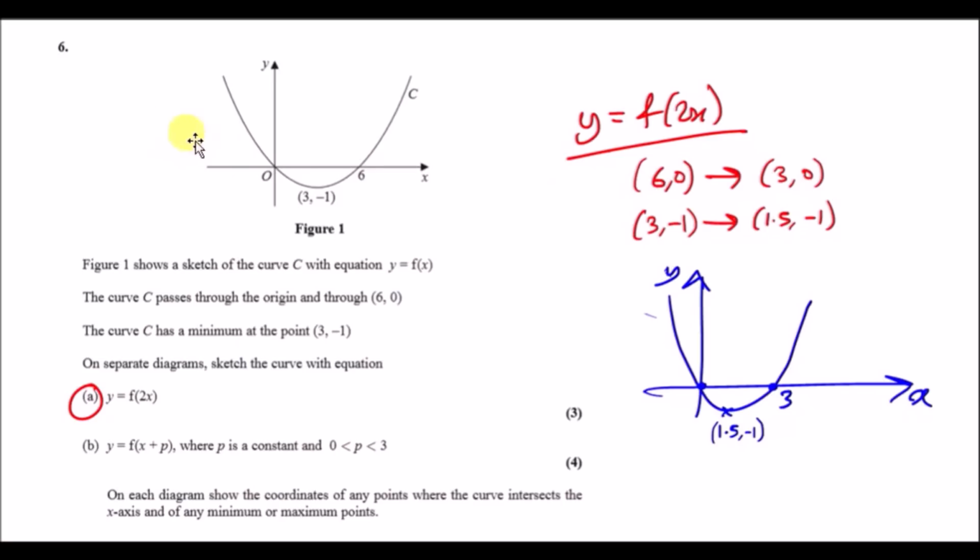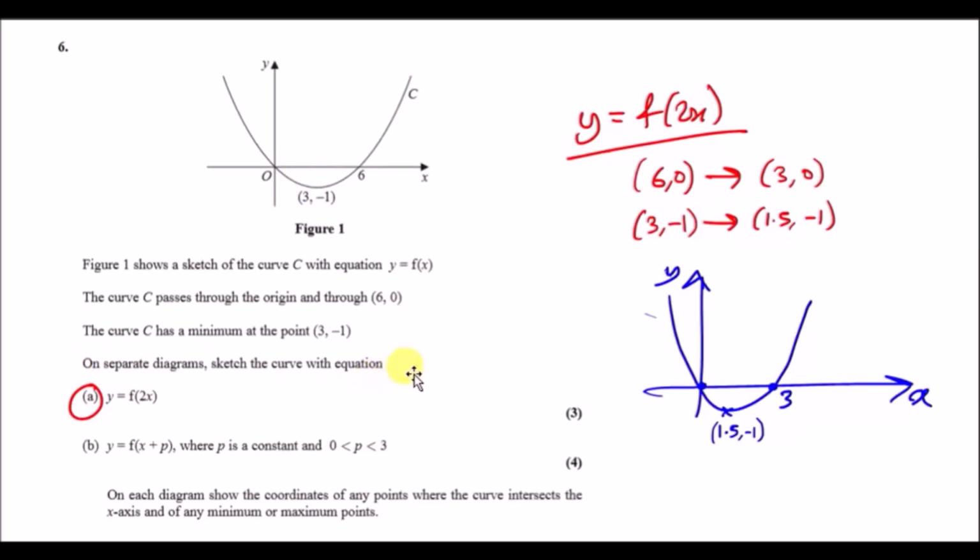Alright, number 6. We're given a quadratic-looking curve, well, quadratic maybe, and it intersects at 2, 0, 6. It says the curve C passes through the origin and passes through (6, 0). The curve C has a minimum point (3, -1). So that's right at the bottom here.